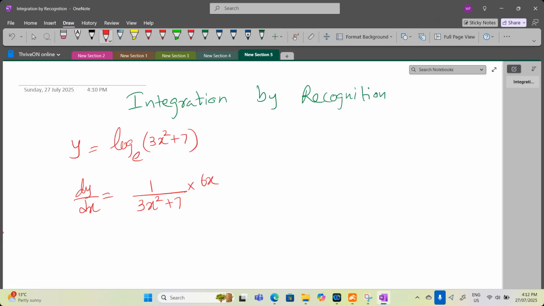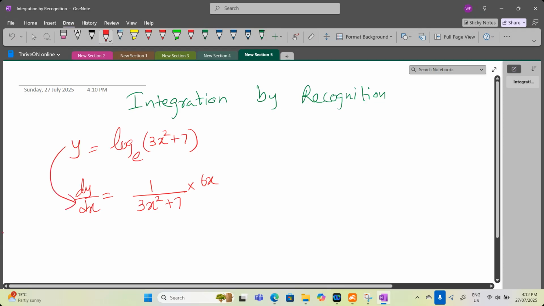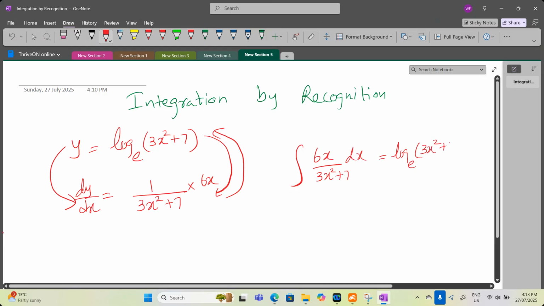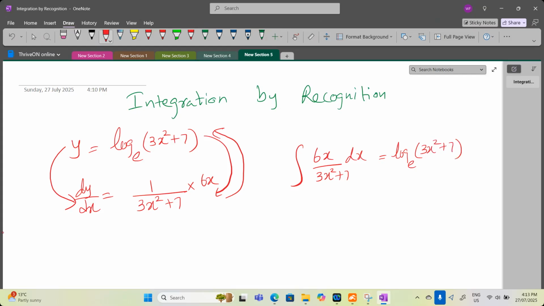Now they ask you, for the first part, to find the derivative of this one. Hence we can straight away write by recognition: if you differentiate this, you get this. Means if you go backward, you should get back your original. So the antiderivative of 6x over 3x squared plus 7 dx is equal to log e of 3x squared plus 7. The same thing in the reverse direction.